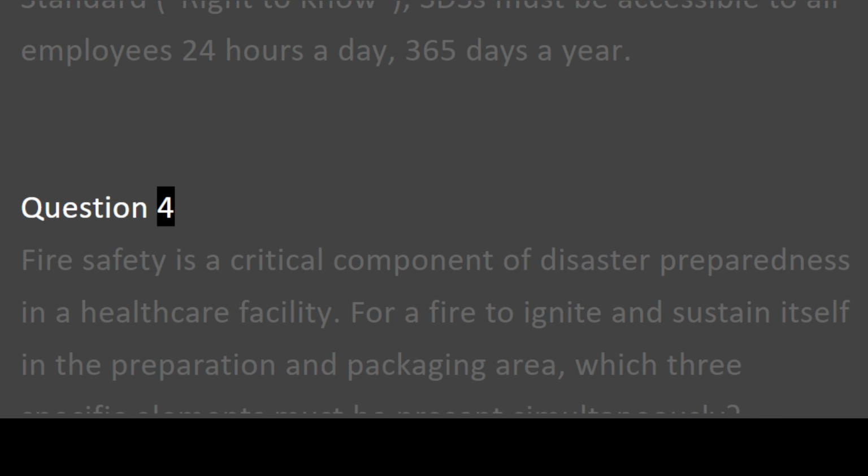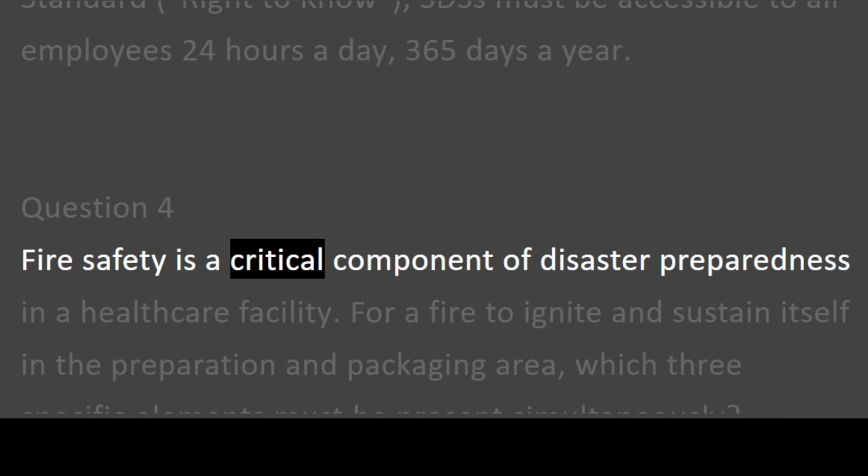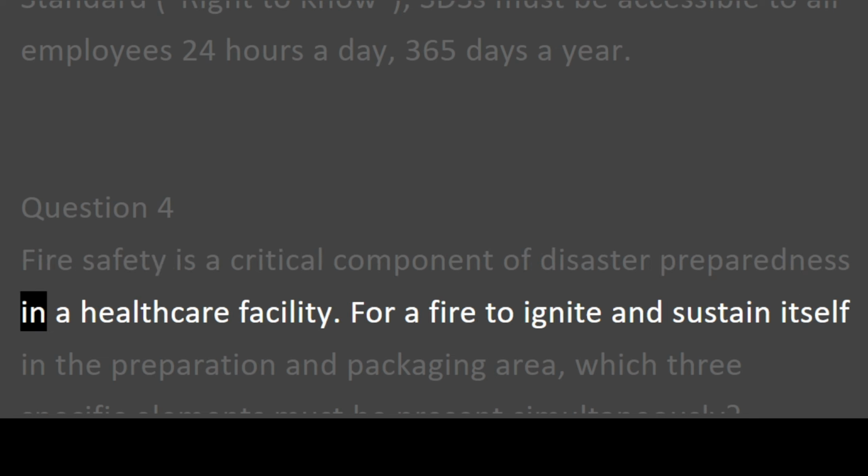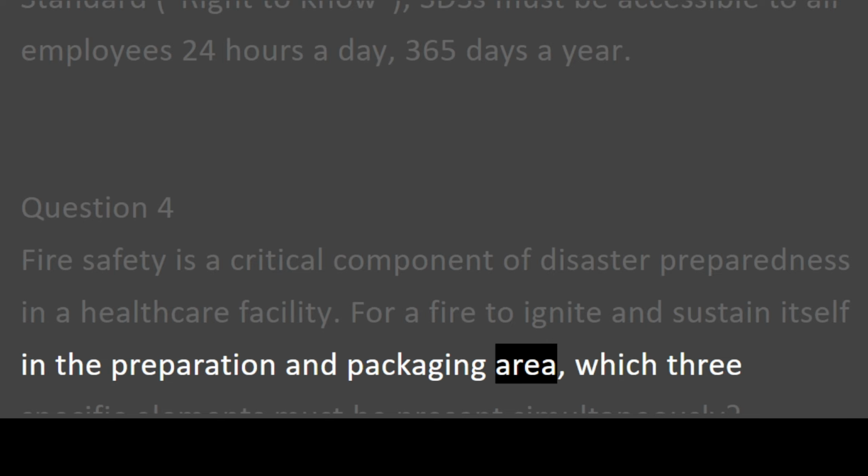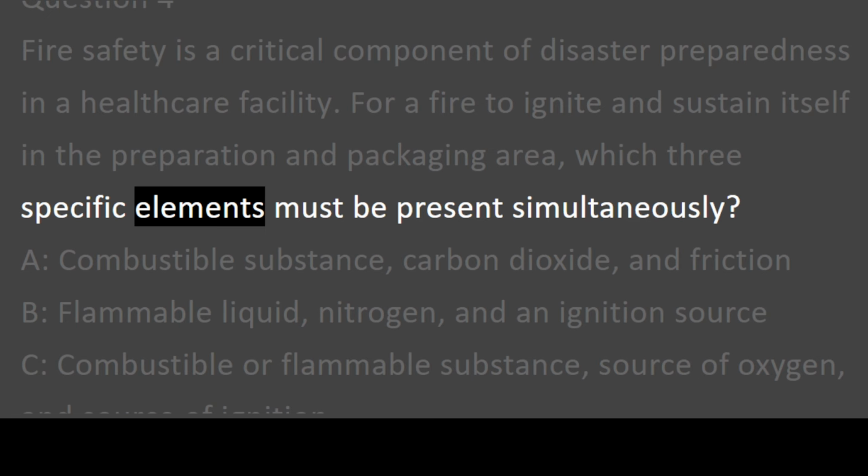Question 4. Fire safety is a critical component of disaster preparedness in a healthcare facility. For a fire to ignite and sustain itself in the preparation and packaging area, which three specific elements must be present simultaneously?